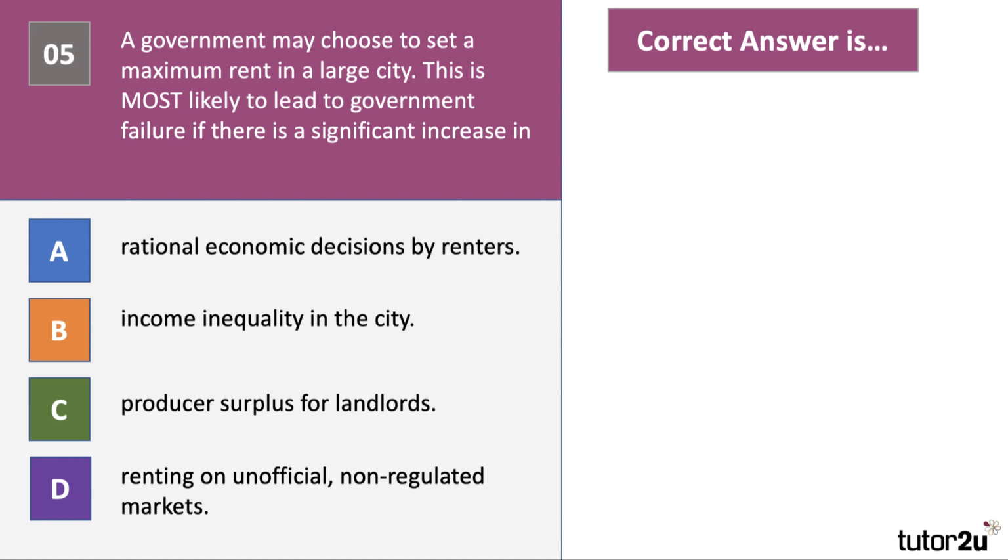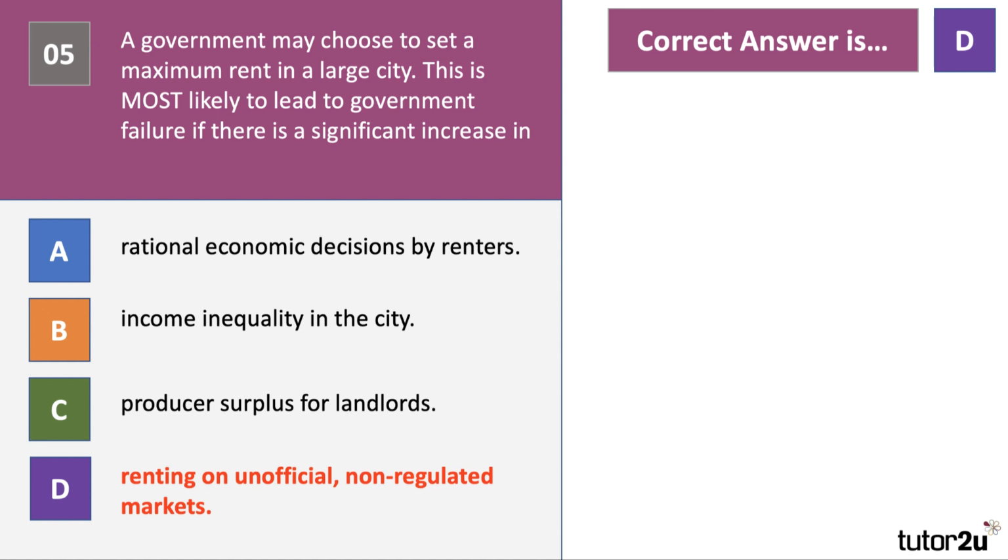A government may choose to set a maximum rent in a large city. This is most likely to lead to a government failure if there is a significant increase in what? There are your answers again everybody, A, B, C and D. What do you reckon is the best example, the most likely cause of a government failure from the introduction of a rent control, a maximum rent?